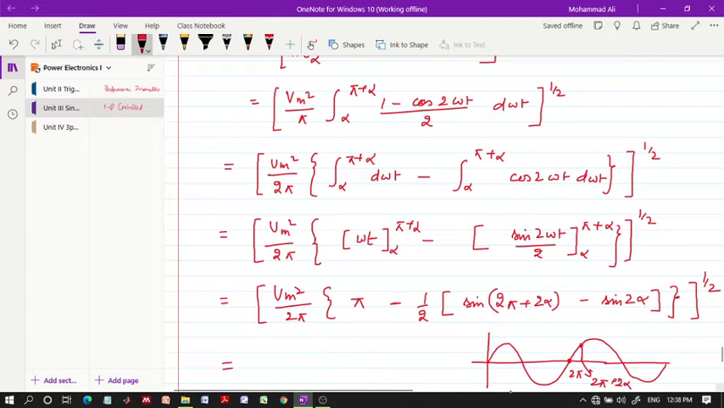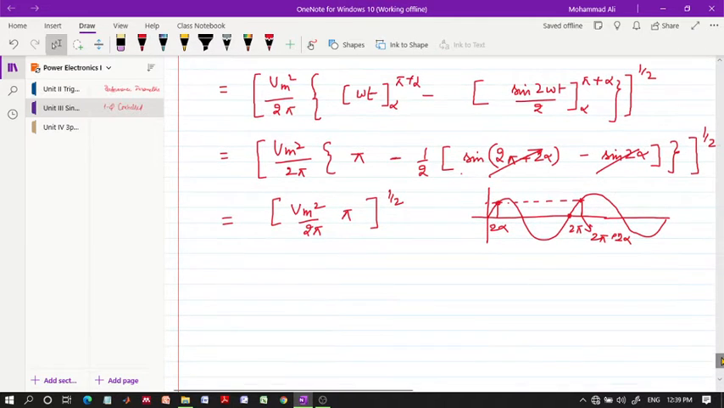And what about this value 2 alpha? It should be 0 plus 2 alpha, that means it should be somewhat here. But you see over here that the magnitude at this point, sine of 2 alpha or sine of 2 pi plus 2 alpha, will be the same. So it is not a difficult task to say that this value and this value will cancel out each other. So what remains is only pi. So it will be Vm square by 2 pi into pi, 1 upon 2.